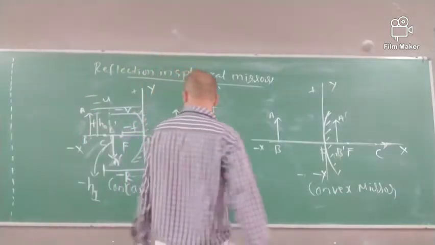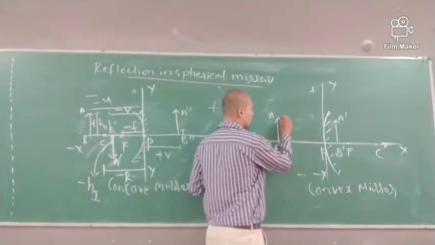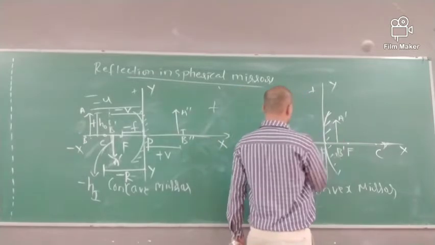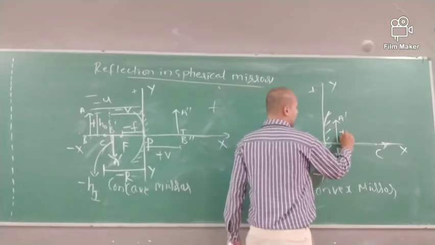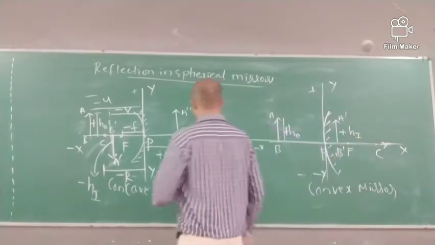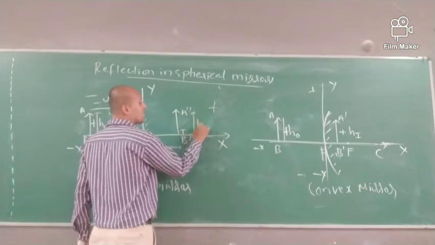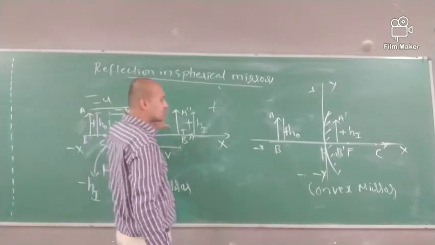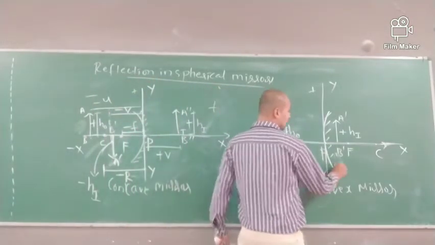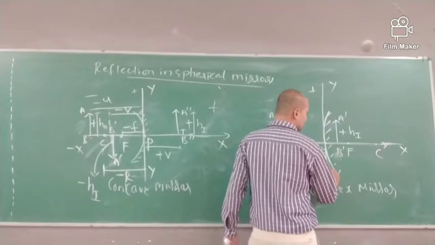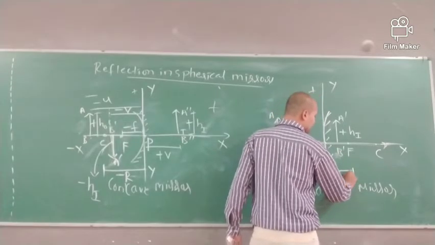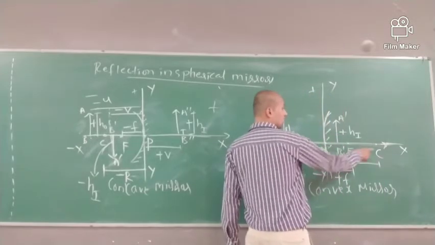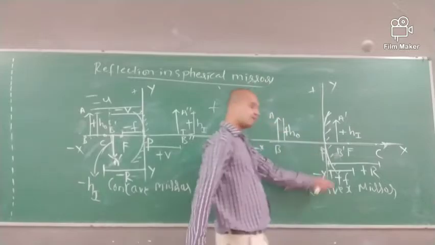Here also same thing. If the image is formed here, the height of the object is positive, and the height of the image is also positive here, because I am measuring the height from the pole towards the positive axis. This distance is plus F. Focal length is plus here. The distance from the pole to the center of curvature is plus R for the convex mirror.